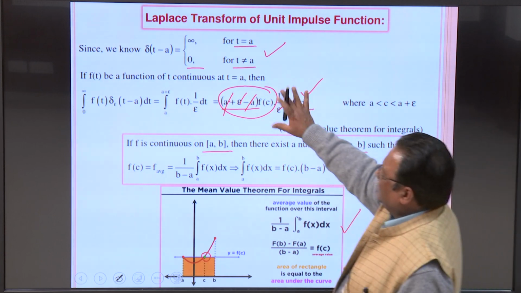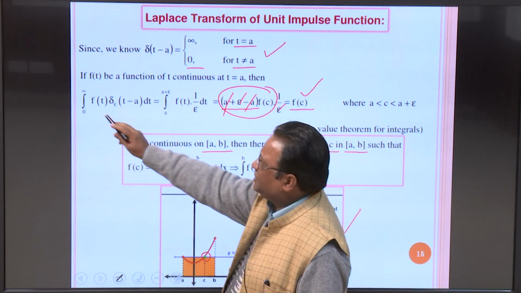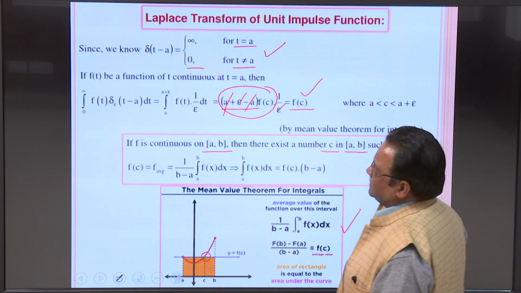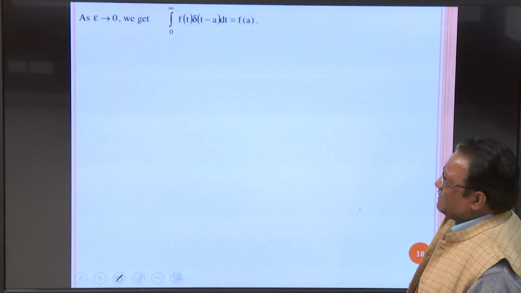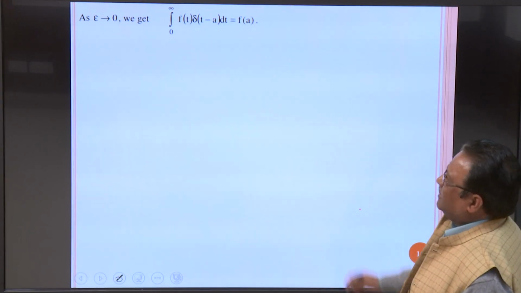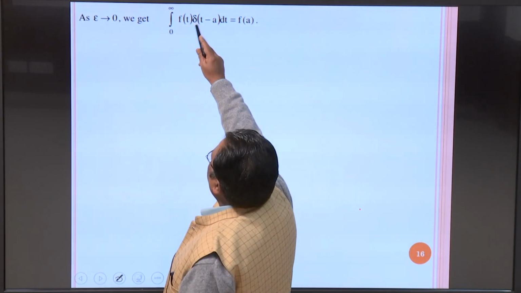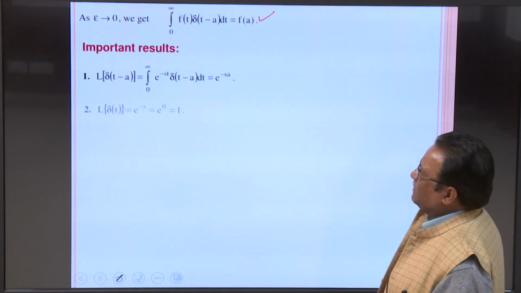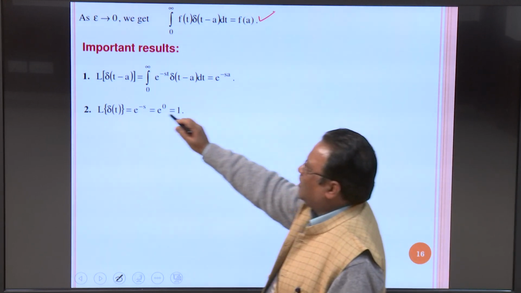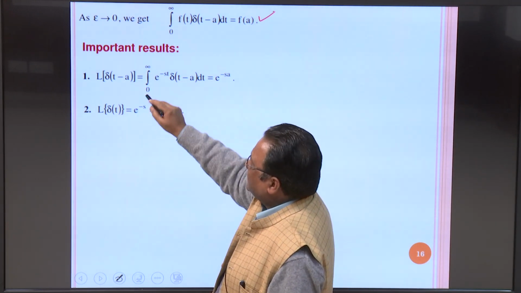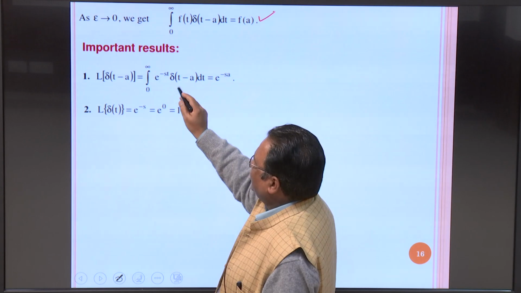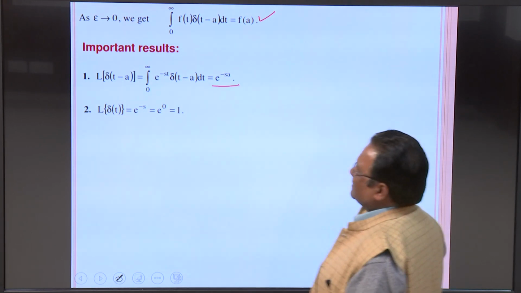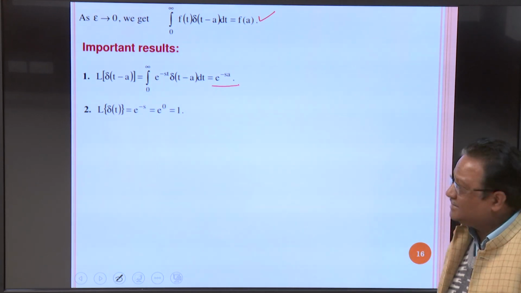So using the mean value theorem for integrals, we obtain the integral from 0 to infinity of f(t) delta epsilon (t minus a) dt is equal to f(c). Clear? So as epsilon tends to 0, we get the integral from 0 to infinity of f(t) delta (t minus a) dt is equal to f(a). And the important result is the Laplace transform of delta t minus a: using the definition, the integral from 0 to infinity of e raised to the power minus st delta (t minus a) dt is equal to e raised to the power minus sa.